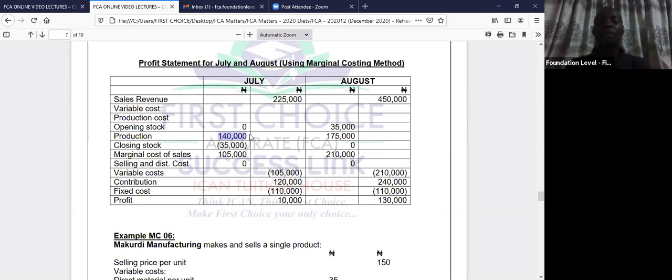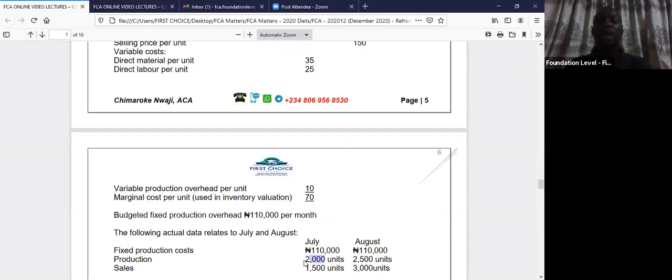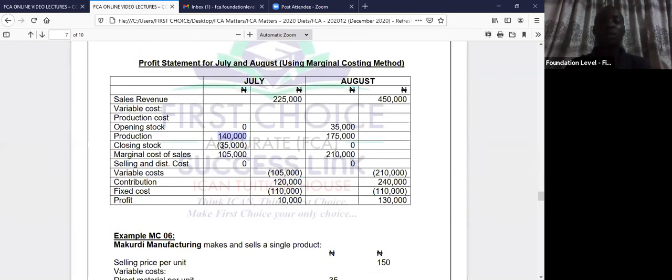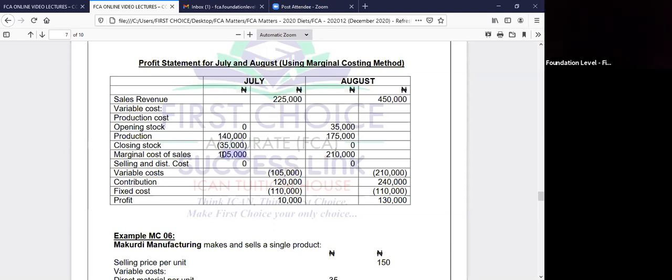That is the variable production cost. But we were told we have closing stock. We produced 2,000, we sold 1,500, so closing stock is 500. How do we value our closing stock? 500 multiplied by this 70 naira. So 500 times 70 naira will give you 35,000. Now 35,000 is deducted from 140,000. You have your 105,000. Now this is your marginal cost of sales.